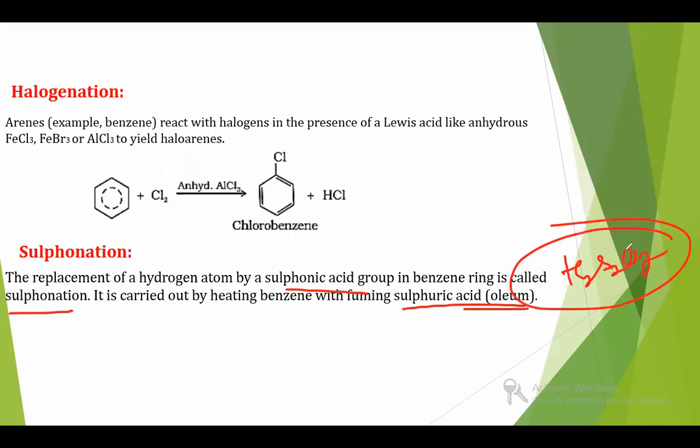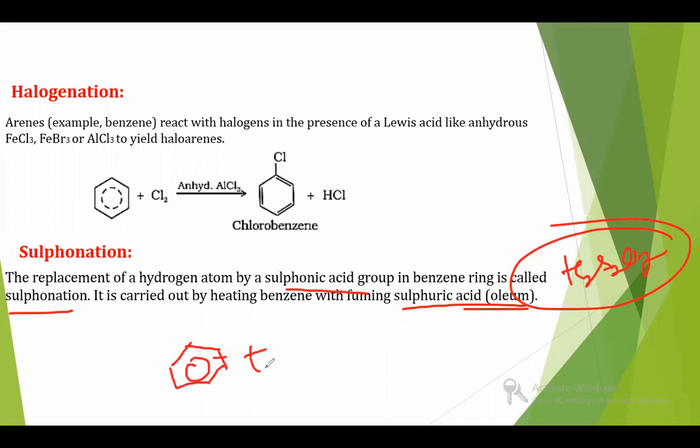H2S2O7. You'll be studying this in the preparation of sulfuric acid. In the preparation of sulfuric acid, the product we get is oleum. Oleum is H2S2O7. H2S2O7 is called oleum. Now, heating with the oleum, benzene is C6H6.